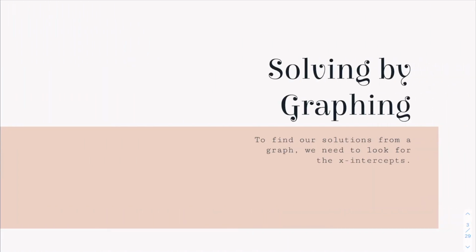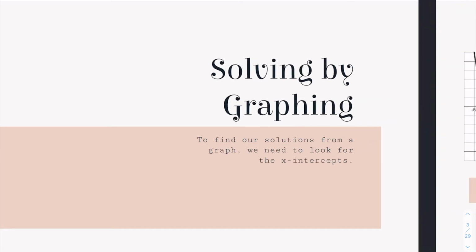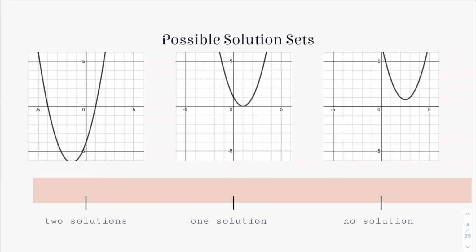To find our solutions from a graph, we need to look for the x-intercepts. We then take those x-coordinates, and those are the solutions to our quadratic. We have 3 possible solution sets. Our parabola will either intersect the x-axis twice, giving us 2 real solutions. Our quadratic might bounce on the x-axis to give us 1 real solution. Or our parabola will not intersect the x-axis, meaning we have no real solution.